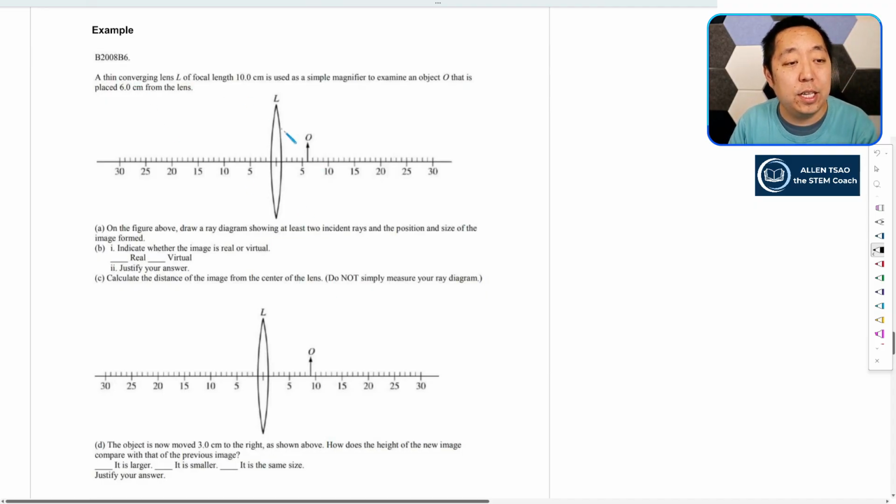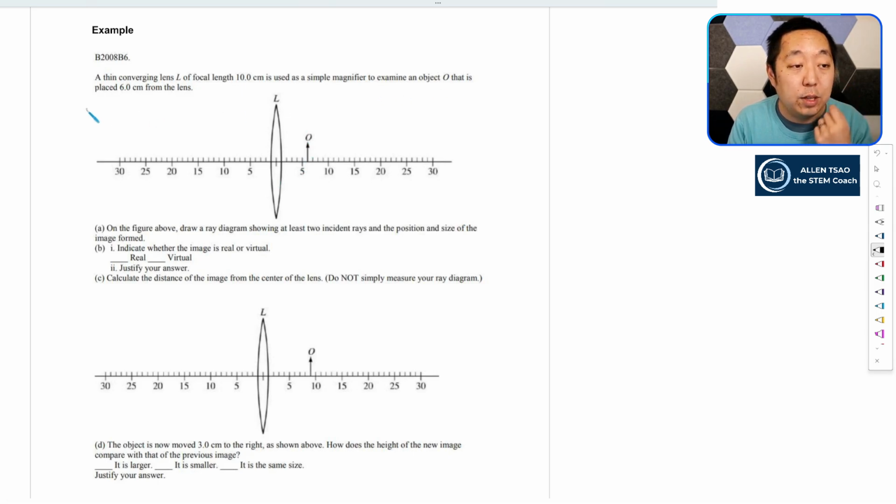We have a thin converging lens of focal length 10 centimeters is used as a simple magnifier to examine object O that is placed 6 centimeters from the lens. So the focal points are here and here. On the figure above, draw a ray diagram showing at least 2 incident rays and the position and size of the image formed. Okay, so we're going to have a light ray from the top that goes parallel.